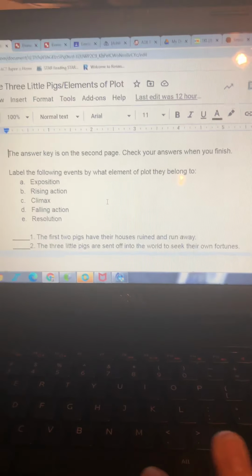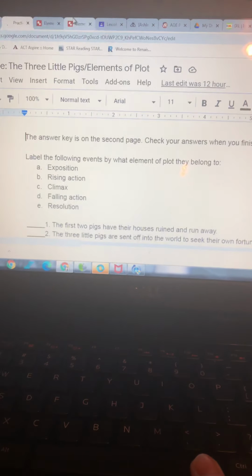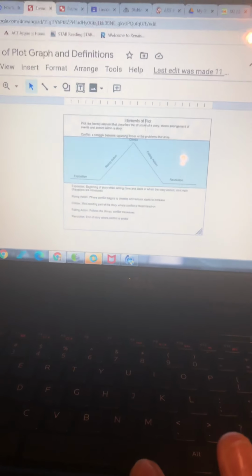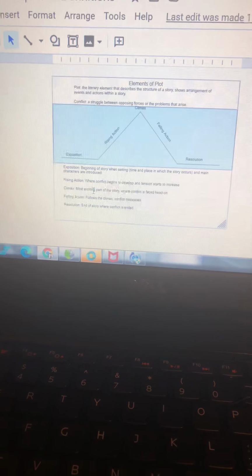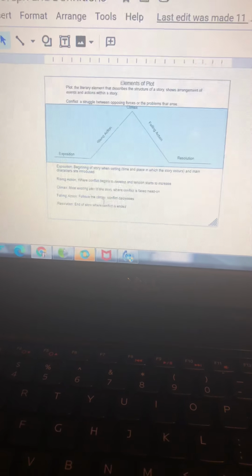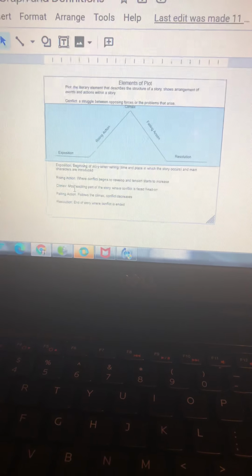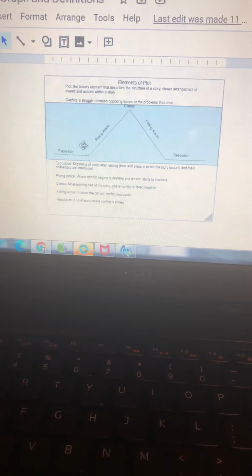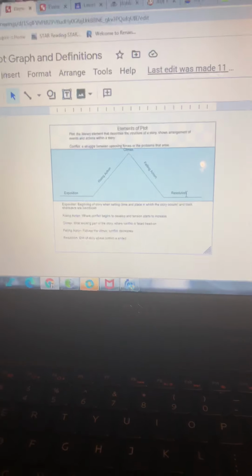So go ahead and do this, and Friday you will have a quiz over the definitions and where these terms go on this right here. So you need to know the definitions of plot, conflict, exposition, rising action, climax, falling action, resolution, and you need to know where each of these phrases will go on this diagram.